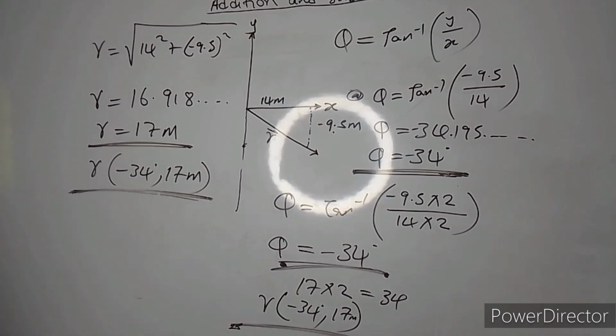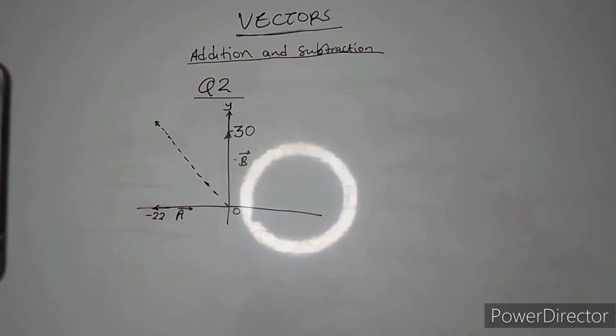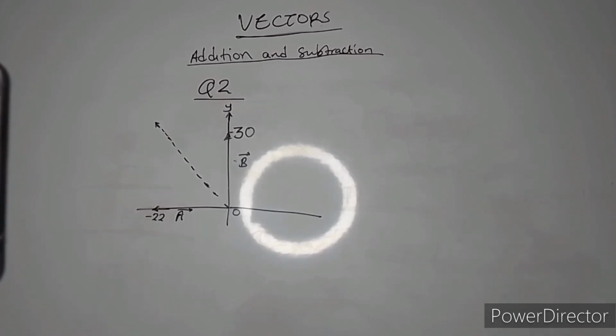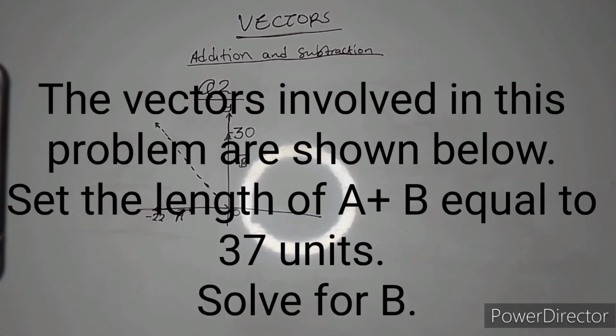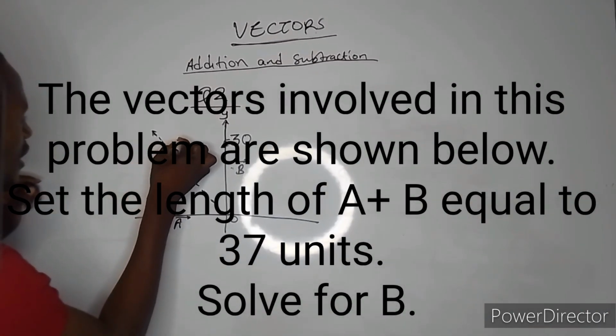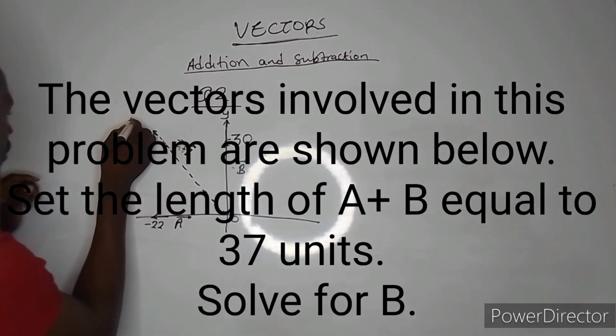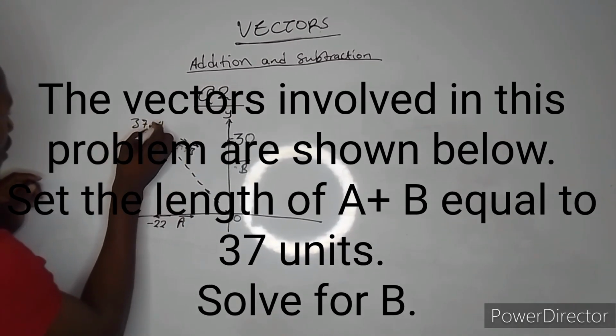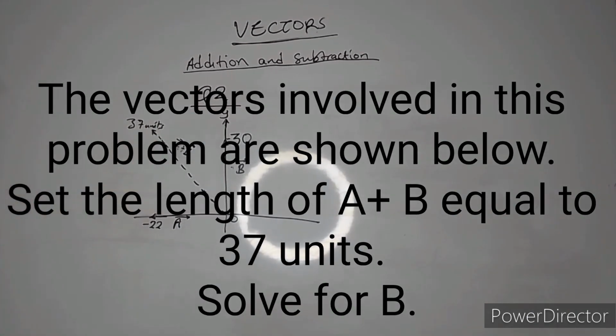Now, let us proceed to a second question. Question 2 says, the vectors involved in this problem are shown below. Okay, so we can see the diagram there. Set the length of A plus B equal to 37 units, which means they're saying A plus B is equal to 37 units. Okay, now the question says solve for B.